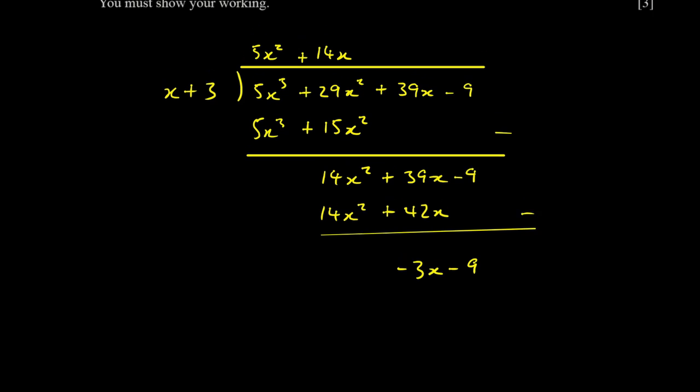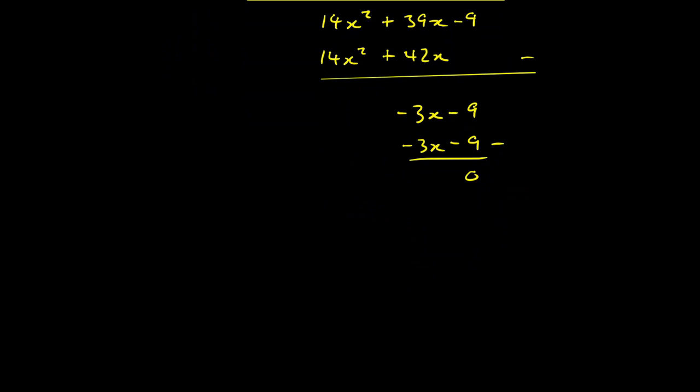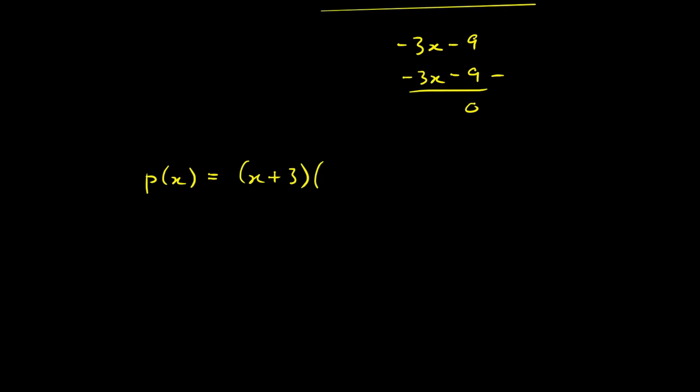So minus 3x becomes my new leading term. If I divide it by this x here, I get negative 3. And of course, that gives me negative 3x minus 9, which is going to subtract off to give 0. Okay, so what do we learn? We learn that p of x can therefore be written as x plus 3 times 5x squared plus 14x minus 3. And so that's a quadratic factor there.